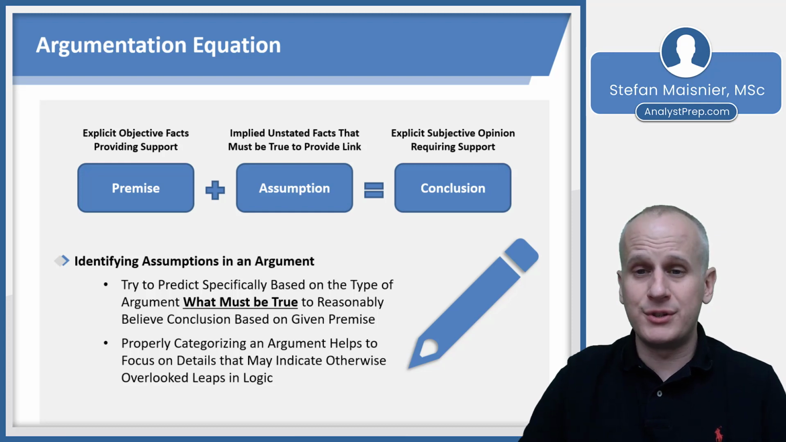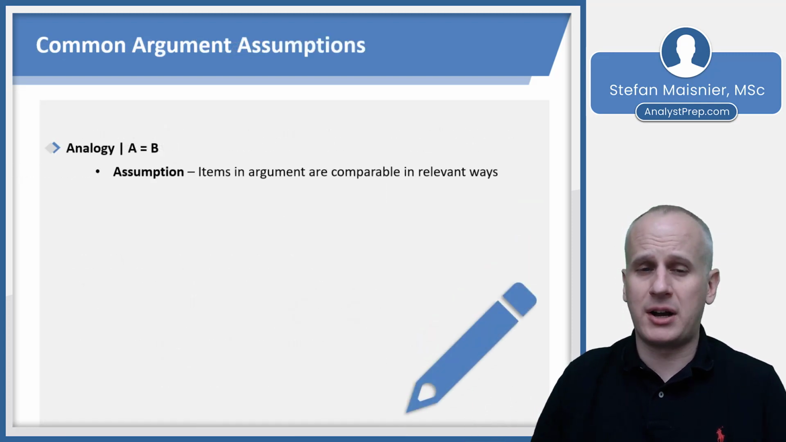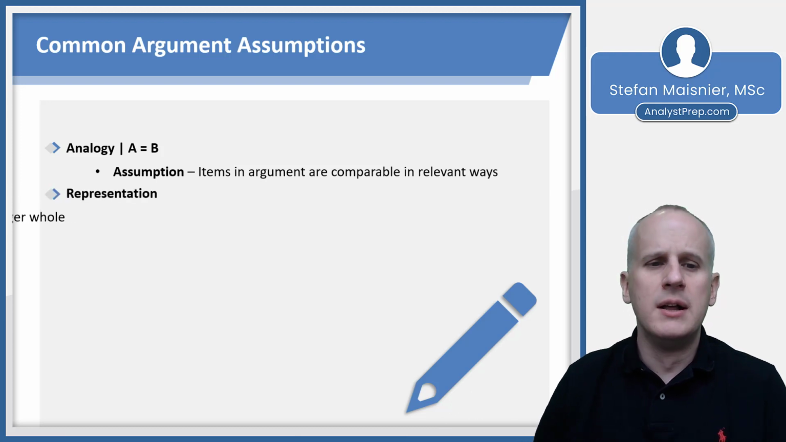So of course, we're just going to start by recapping our common arguments and their assumptions. So an analogy means that the 2 items are comparable. So our assumption is that the items in the argument are comparable in relevant ways.